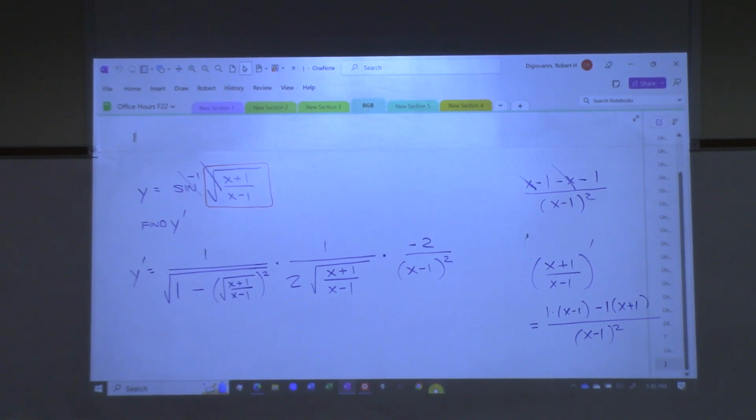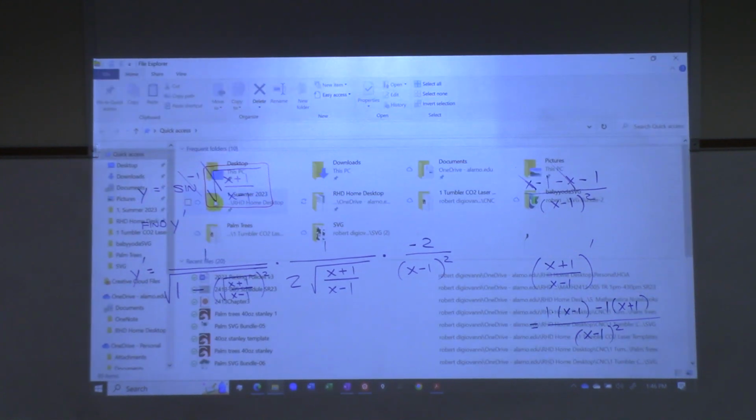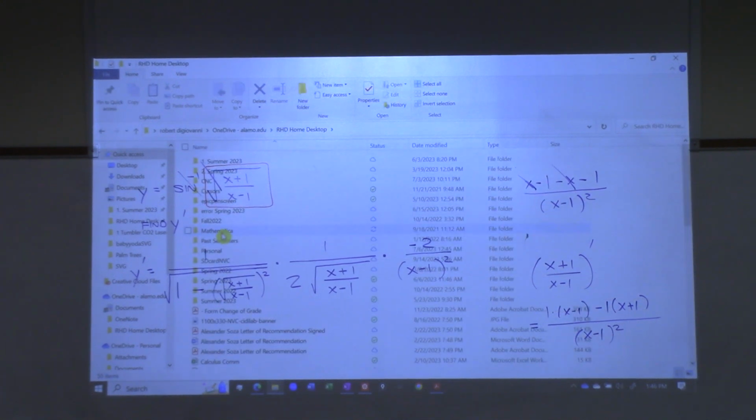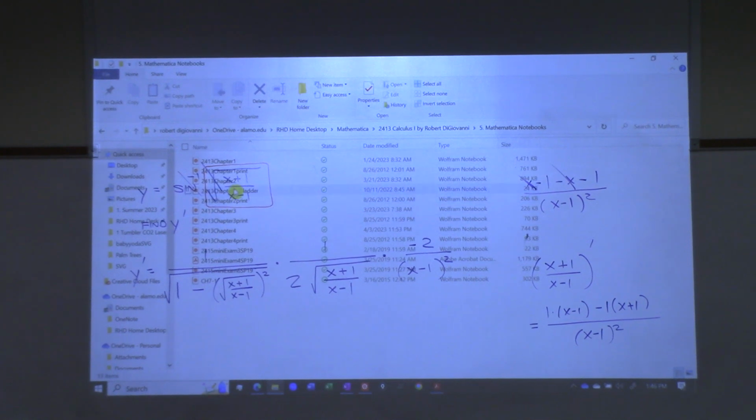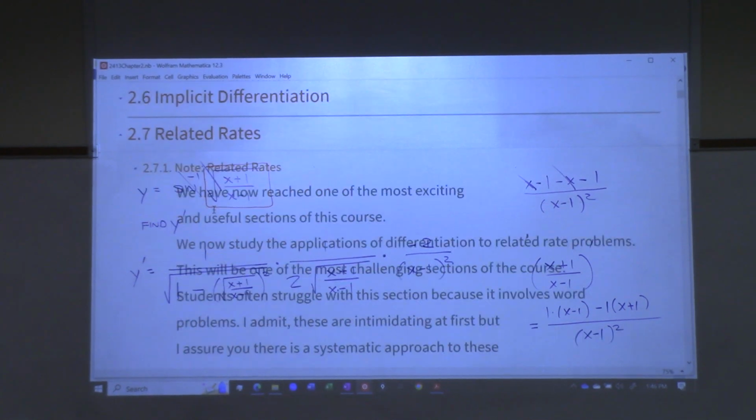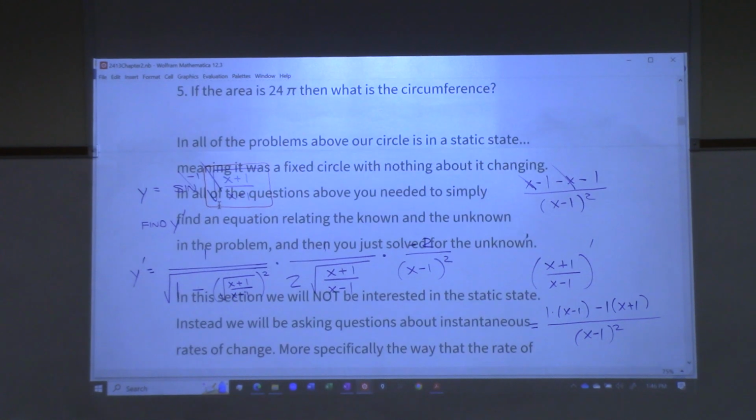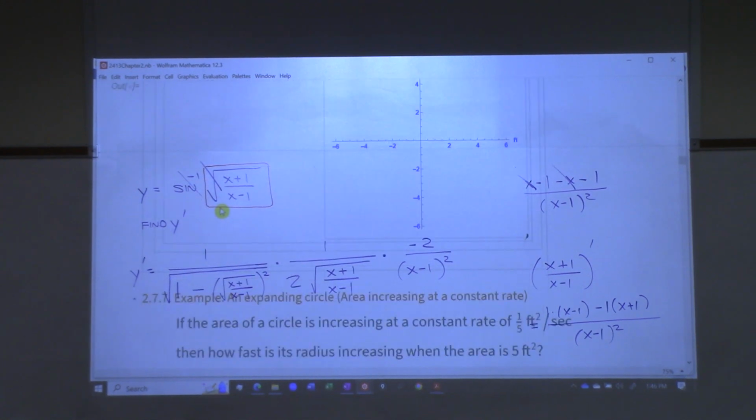Okay, I want to go back for a moment, back in time, to chapter 2, section 7. I want you to actually see when this might become valuable to you, although I'm not sure you'll find the value in this, I don't know. Okay, you all love these related rate problems, right? You loved them.